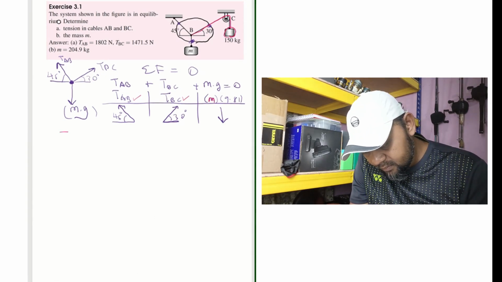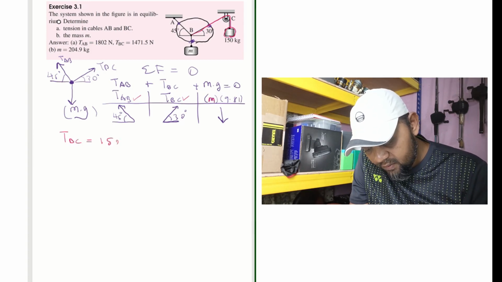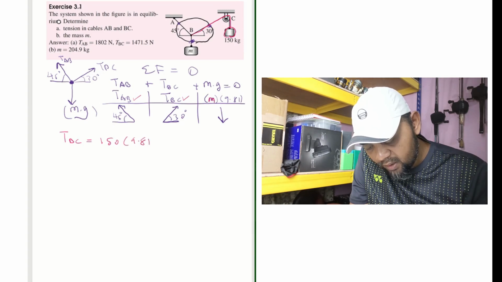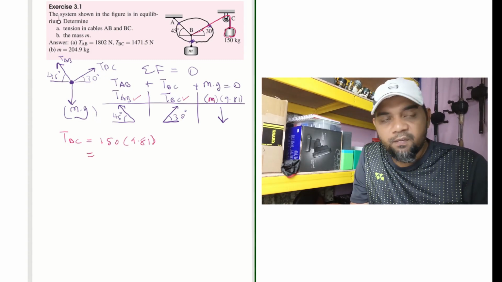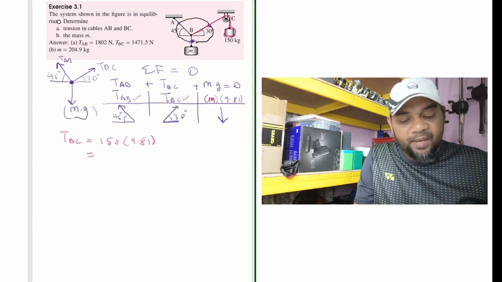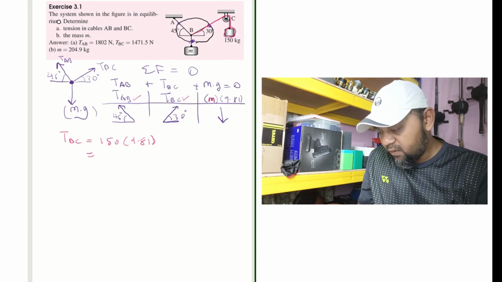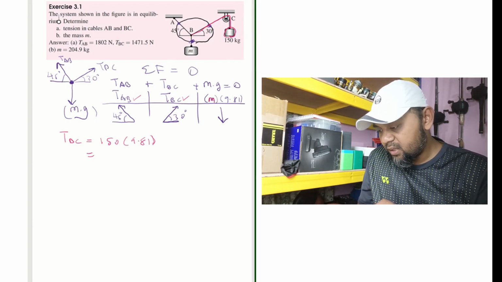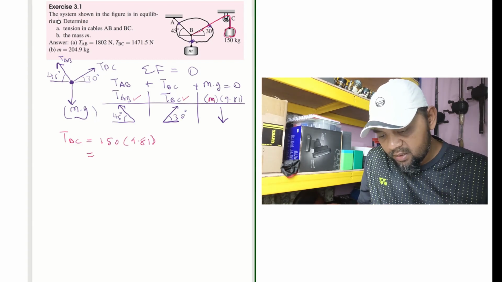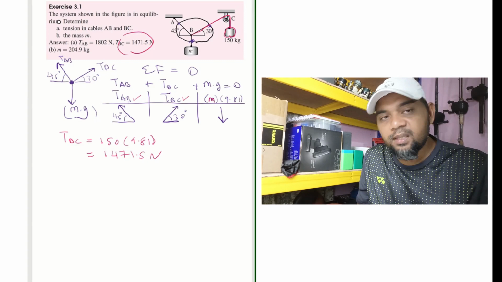TBC equal to 150 times 9.81 Newton. The unit is in Newton. So from there we know the TBC is the same as the weight of that 150 kilos. So you calculate that one. You have 150 times 9.81. So the TBC is actually 1471.5 Newton, which is the same as given in the answer here.